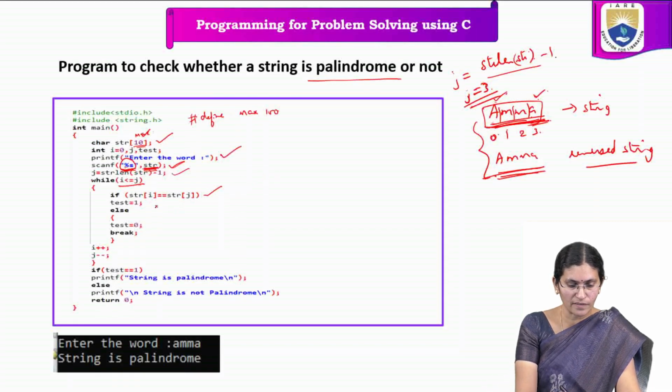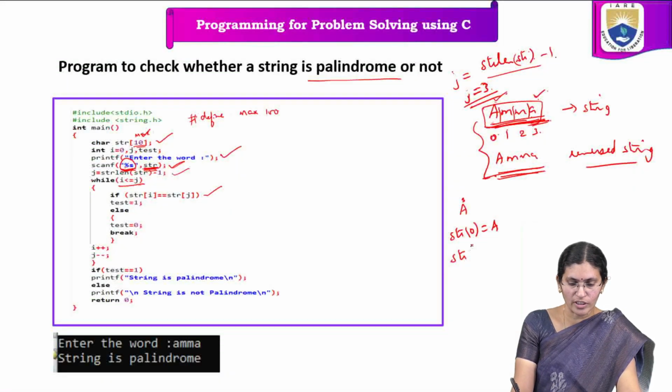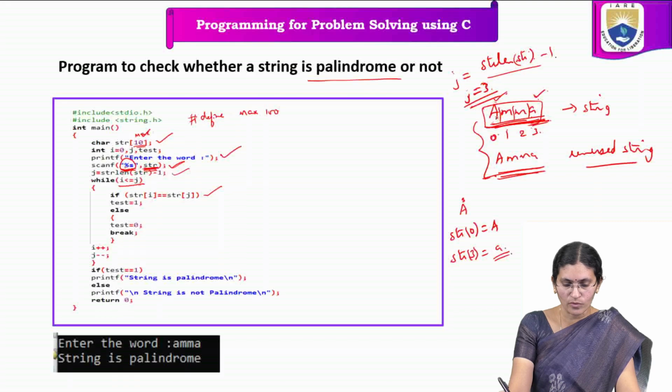Since the i value starts from 0, str of i is equal to a here. So str of 0 is equal to a, and j is this one, so str of 3 is also equal to a. Suppose we take the a in small letters only. So these two are equal here. When these two are equal, you can say that test is equal to 1. We have initialized this test variable as 1.